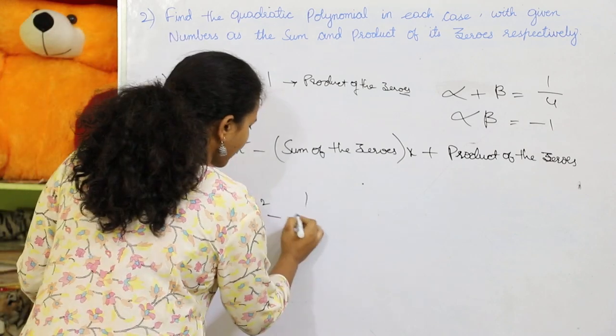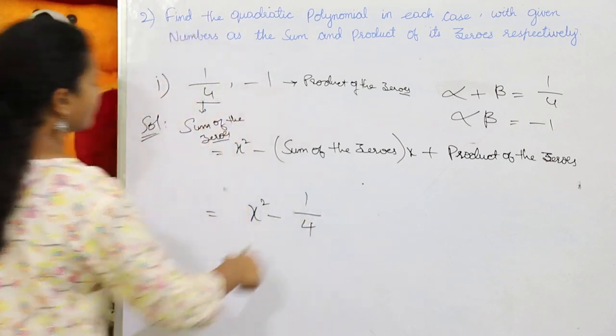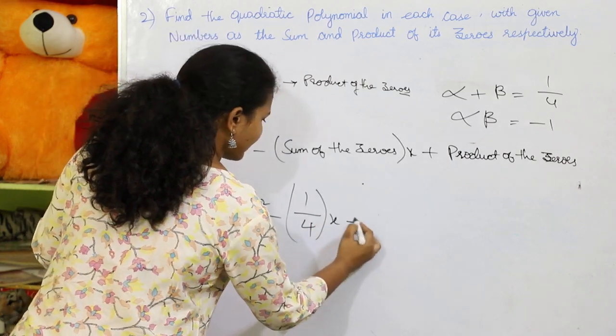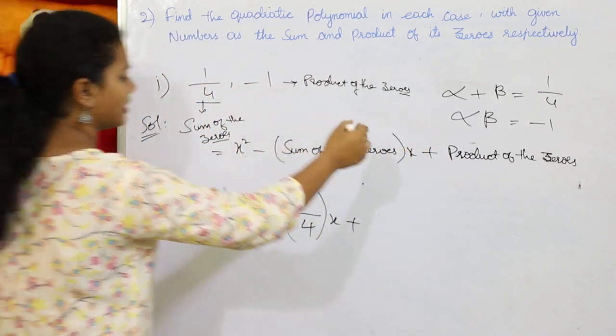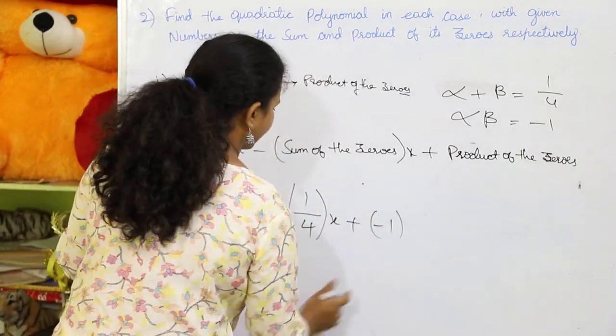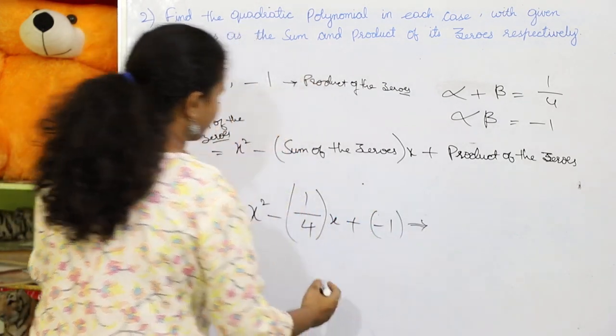That's why I'm going to add over here 1 by 4 into x as it is. We have x, right? Into x plus the product of the zeros. Well, the formula is minus 1, right? So minus 1 as it is. Now here plus into minus becomes minus, right? So let me go with this. Here you have x square.